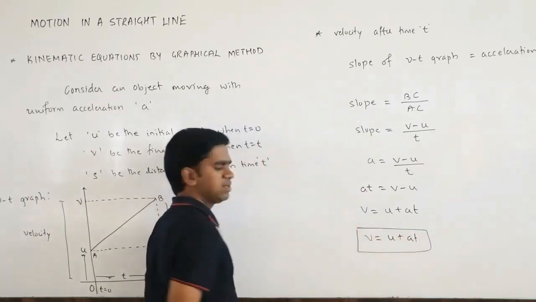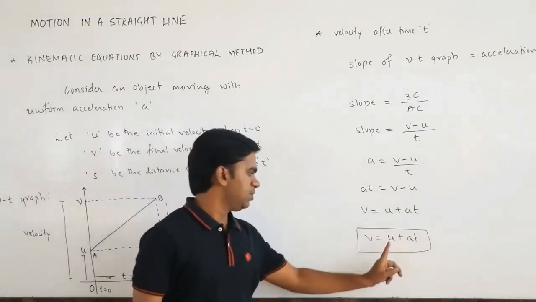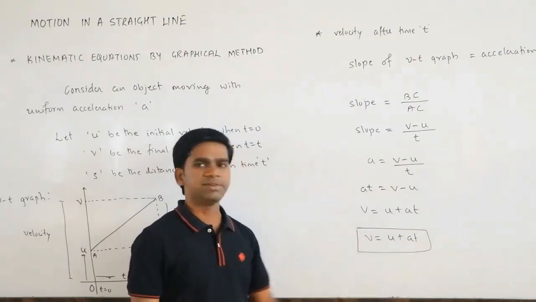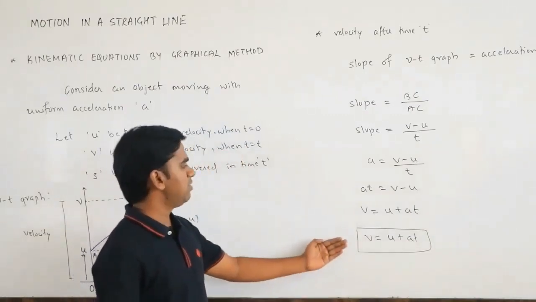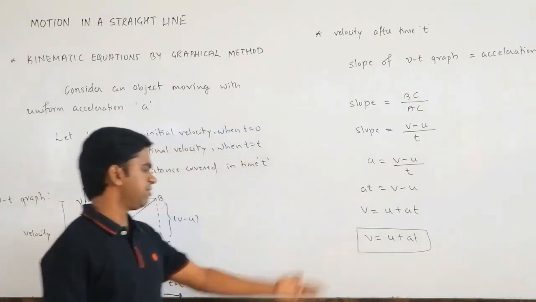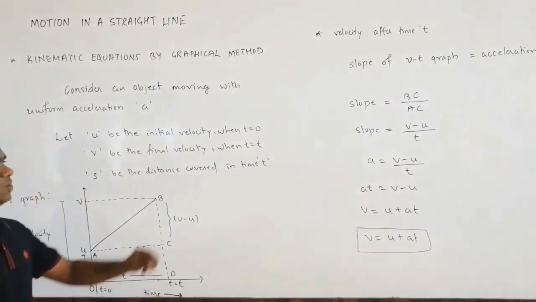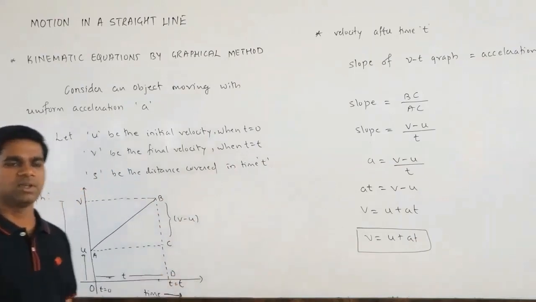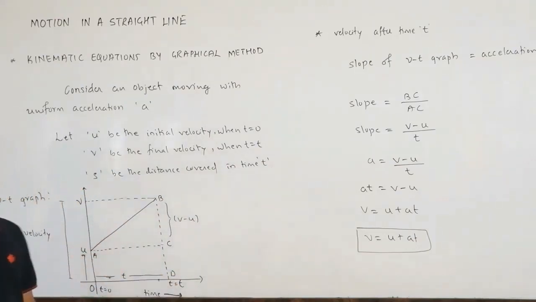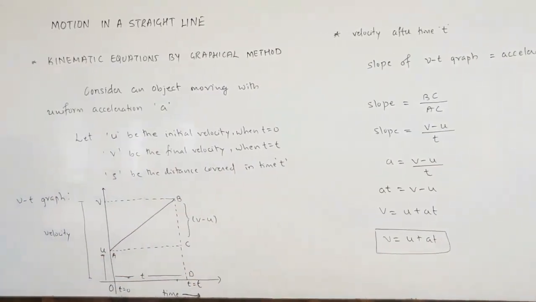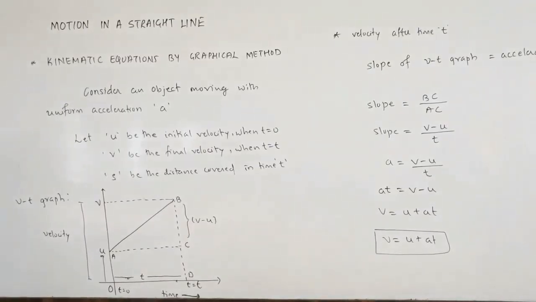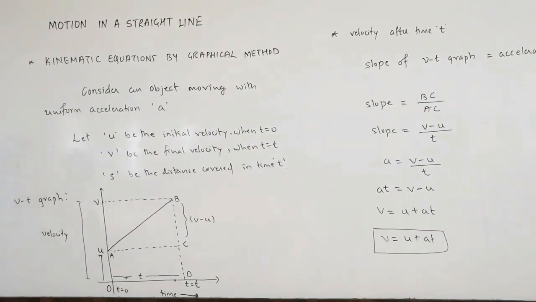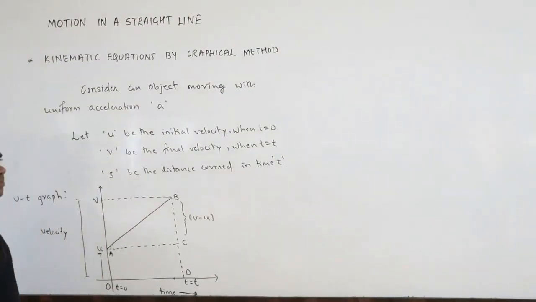V is the velocity after time t. U is the velocity when t is 0, meaning initial velocity. A is acceleration. With the help of this one, you can find the final velocity. If they ask only one equation, they may ask it for 3 marks, or they can combine two equations and ask for 5 marks. This is the first equation, V equals to U plus AT. So we have derived the first equation.